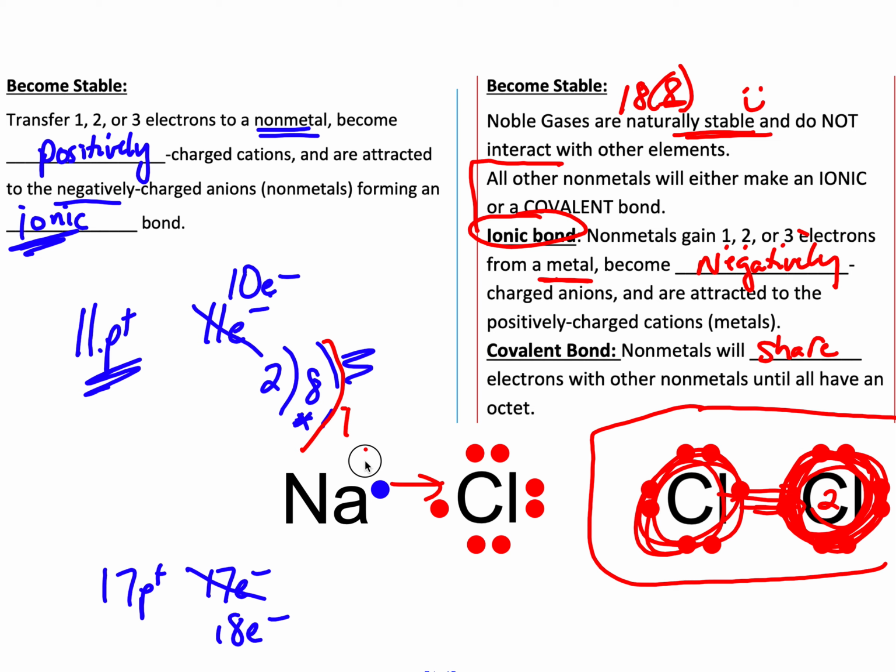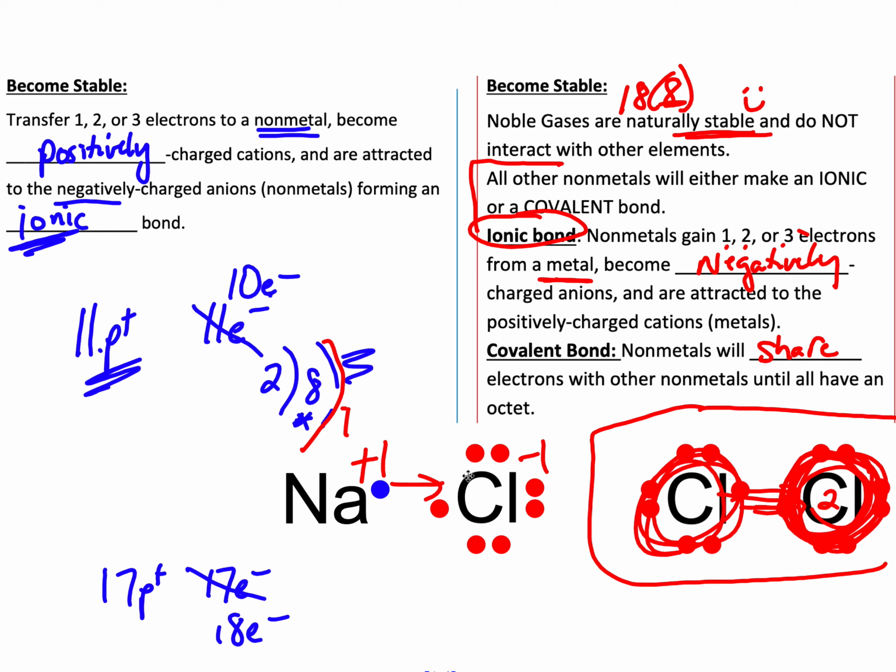So we end up with these permanent positive one and negative one charges. Here, we don't have charges because the electrons don't stay there. They just go back and forth, back and forth. So a major difference between metals and nonmetals is how they solve their problem.